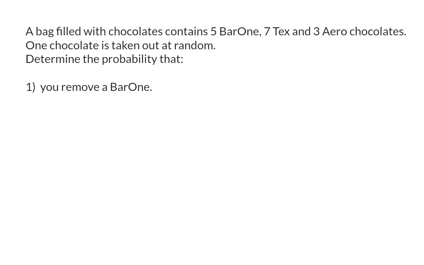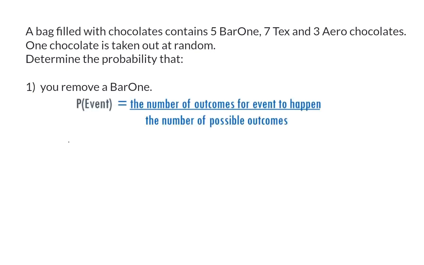A bag filled with chocolates contains 5 Bar Ones, 7 Tex, and 3 Aero chocolates. 1 chocolate is taken out at random. Determine the probability that you remove a Bar One. So we want to determine the probability P to remove a Bar One from the bag. The number of outcomes for our event is any of the 5 Bar Ones in the bag. And this is divided by the total possible outcomes, and that is the 5 Bar Ones plus the 7 Tex and 3 Aeros, so that's 15. So the probability is 1 out of 3.